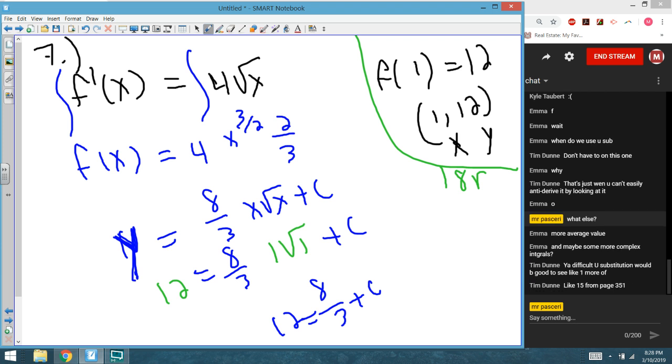Can you send that on Remind if possible? That problem, like a snapshot.